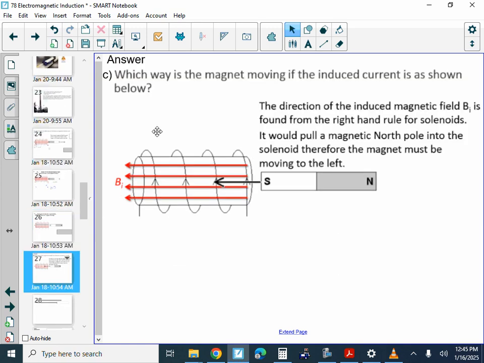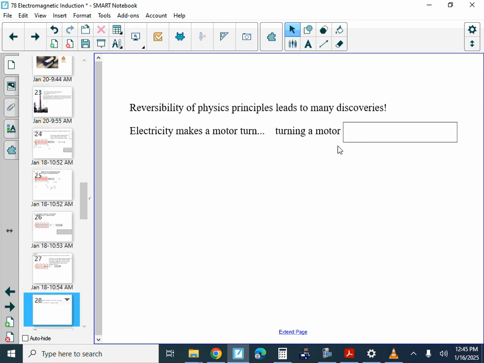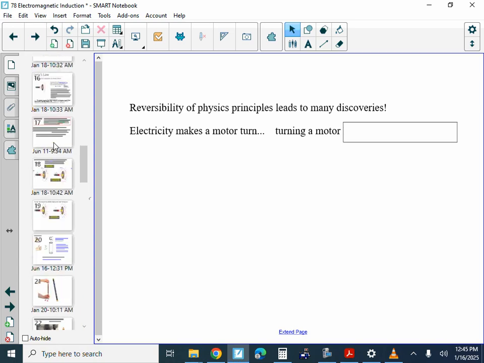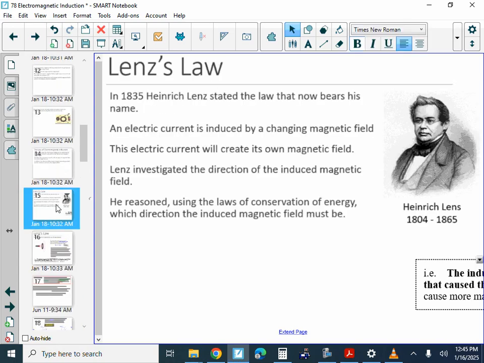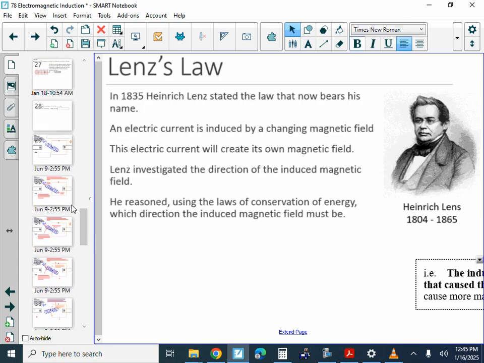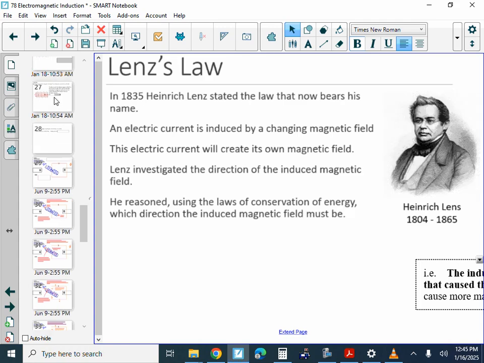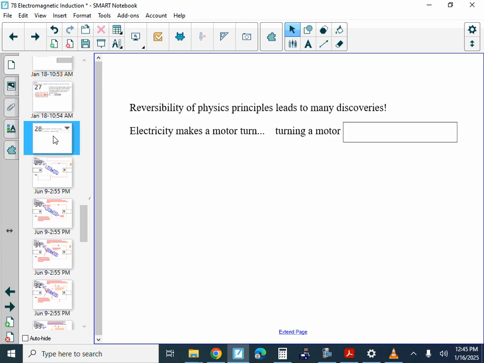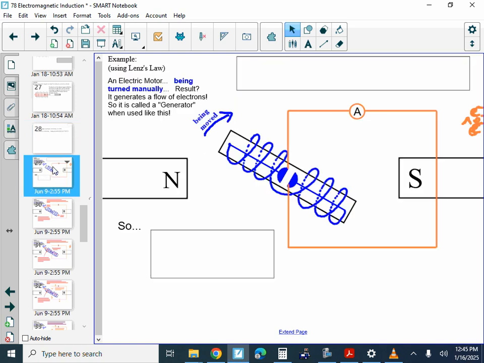The reversibility of science principles leads to lots of discoveries. Faraday started to look for that. He thought, wait a minute, if electricity can make magnetism, the opposite might be true, and went and looked for it. If you have electricity that turns a motor, then physically turning a motor is quite likely to do the opposite, to make electricity, and that's exactly what happens.